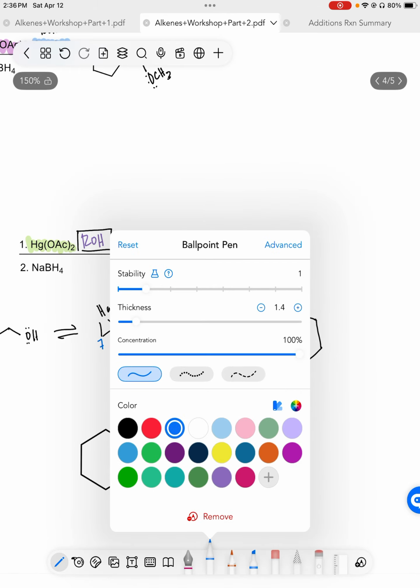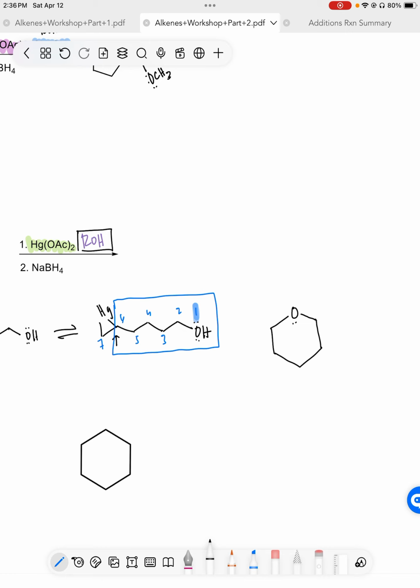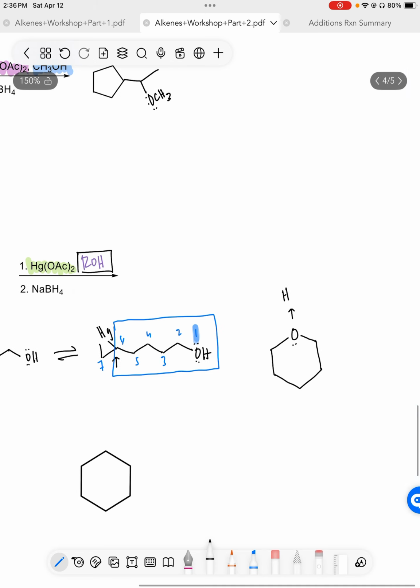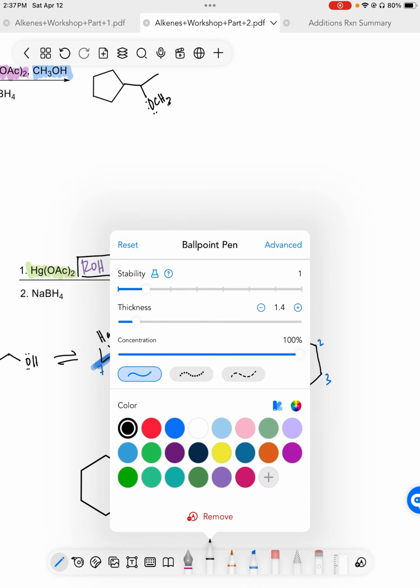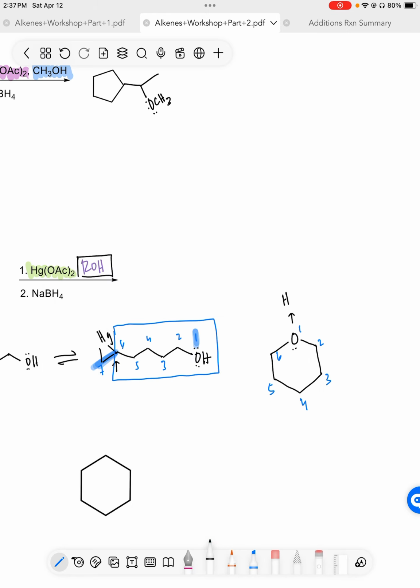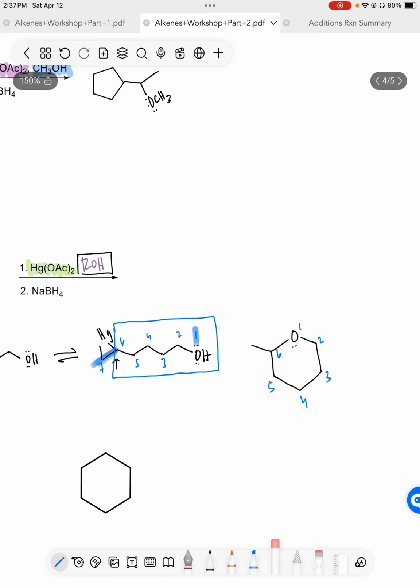Oops, I forgot to draw the H. So let's draw the H. Okay, so we have our 1, which was on our oxygen, 2, 3, 4, 5, 6. And then remember we have this guy right here. So we have to draw him in. It's just a little methyl group, and he comes off of carbon 6, just like this. Why did I draw an arrow?